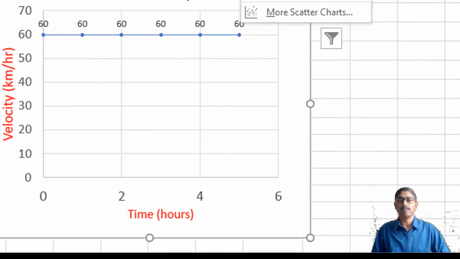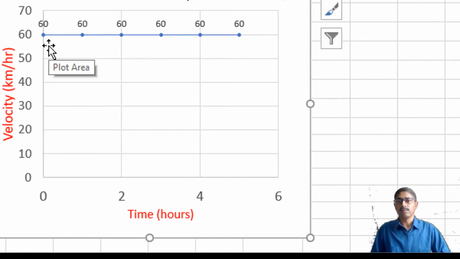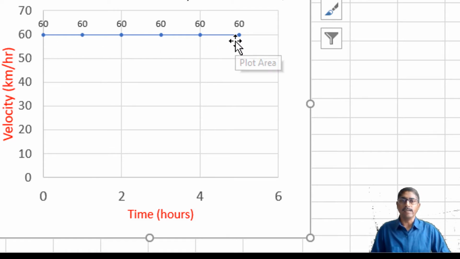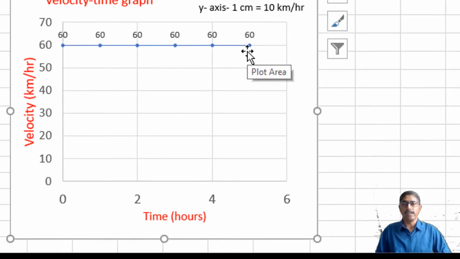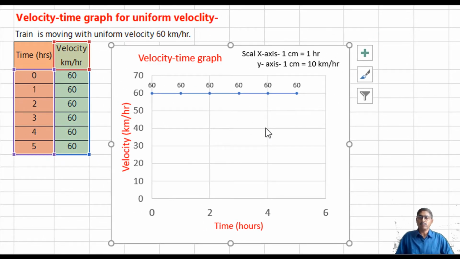See here, that is the line. That means there is constant velocity of that train. Now suppose from the second hour to the fourth hour, we have to calculate the area on this graph. Now the graph is plotted. We have some questions on it.